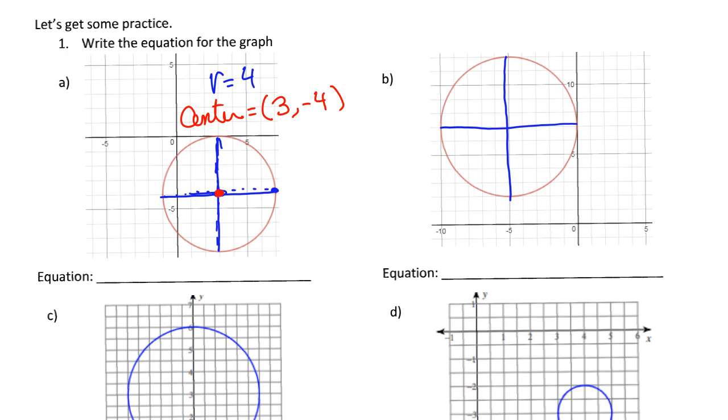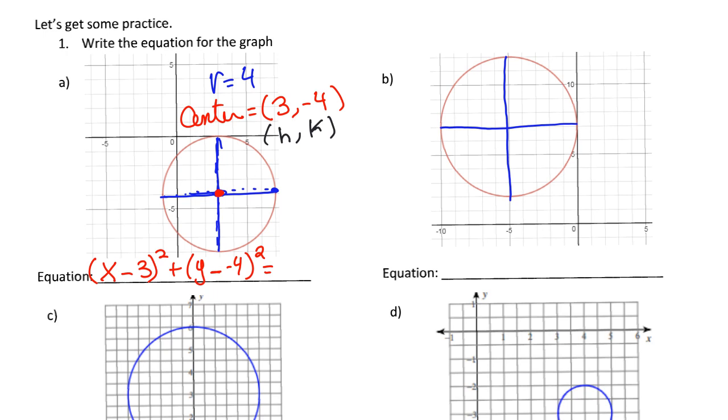Now you should be ready to write your equation. So you will have x, remember this is h and k. So (x minus 3) squared plus y minus k, and your k is equal to negative 4.